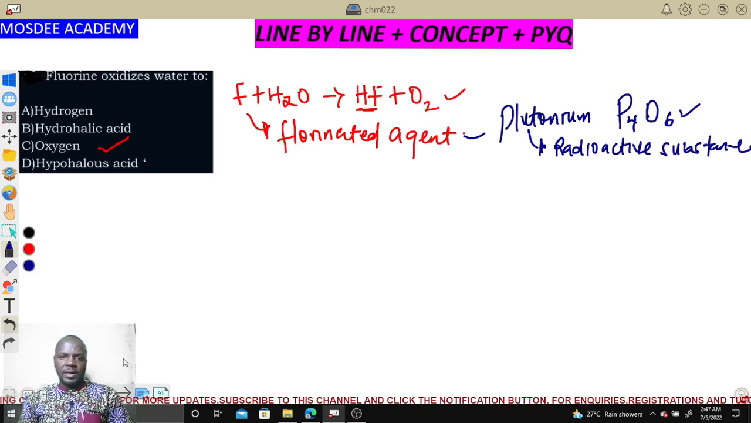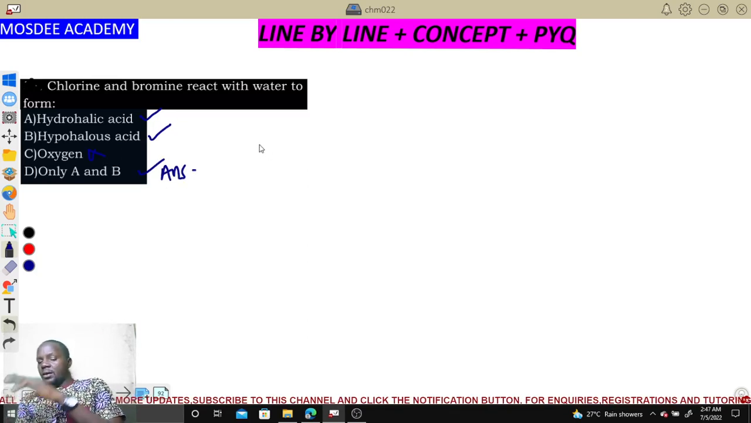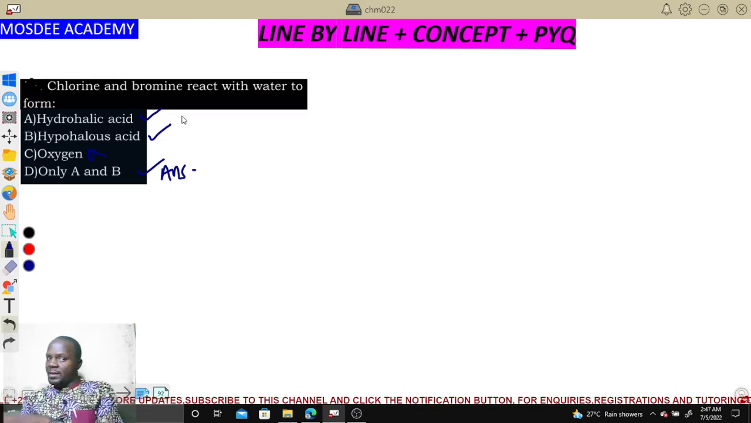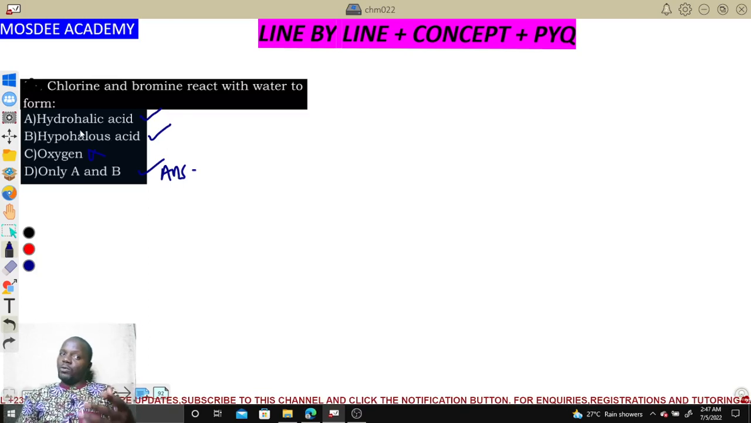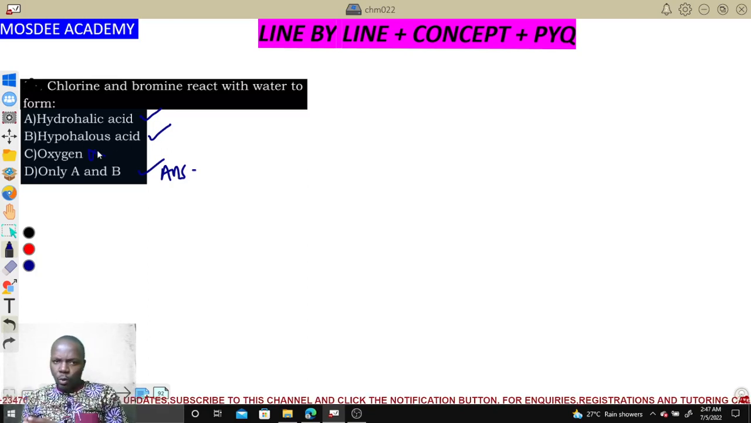The next question. Now, chlorine and bromine react with water to form, as I talked about, hydrohalic acid and hypohalous acid. So please note that they don't form oxygen. So only A and B are correct for this one. Fluorine will oxidize, we fluorinate, that is why it gives oxygen. Whereas chlorine and bromine form hydrohalic and hypohalous acids, and again because of their polarizing effect with water, they polarize with water more easily than fluorine.